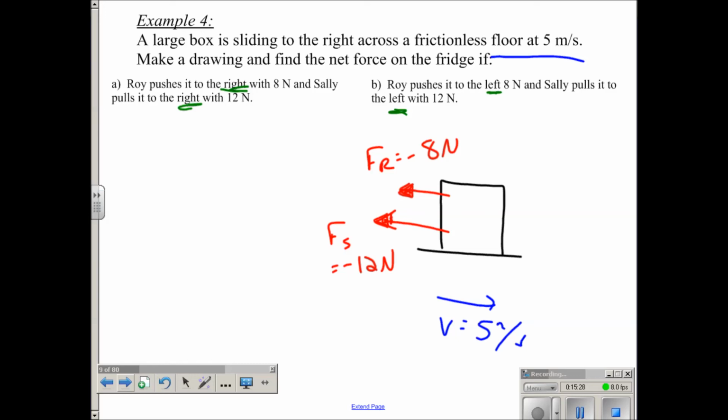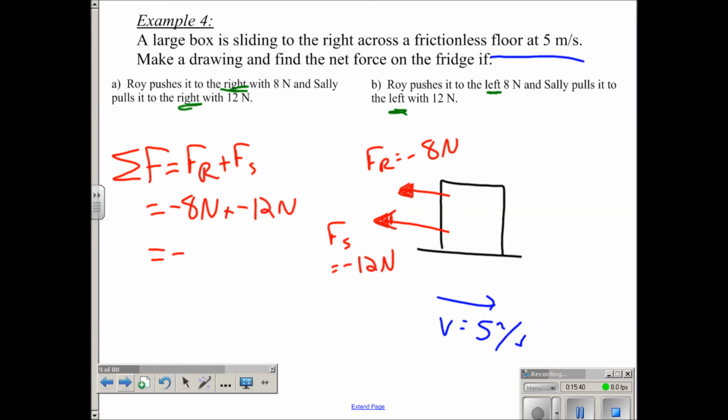Okay, and then find your net force. So the net force is the total of all the forces. In this case, we got Roy, we got Sally. So we're going to have -8 newtons from Roy, -12 newtons from Sally. Add them up and you get -20 newtons. Okay, again, they're working together, but this time to push it in a negative direction.